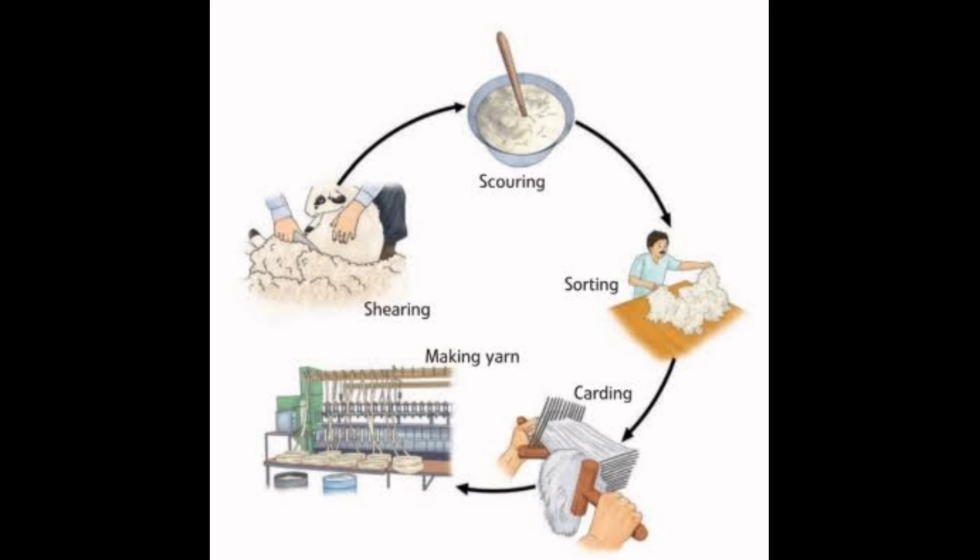The second step is that the sheared skin with the hair is washed thoroughly in tanks to remove grease, dust and dirt, and this is known as scouring. You can also see this in the picture. The sheared skin is washed in water to remove the impurities. The third step, after scouring, is sorting. The hairy skin is sent to another factory where hairs of different textures are sorted.